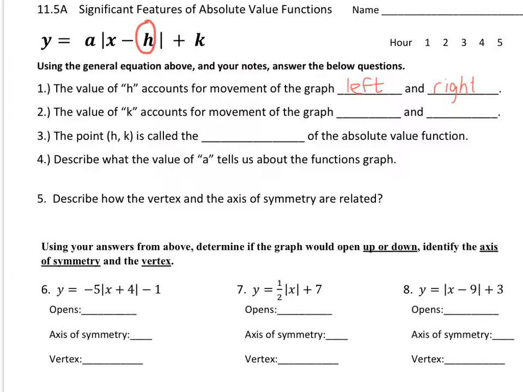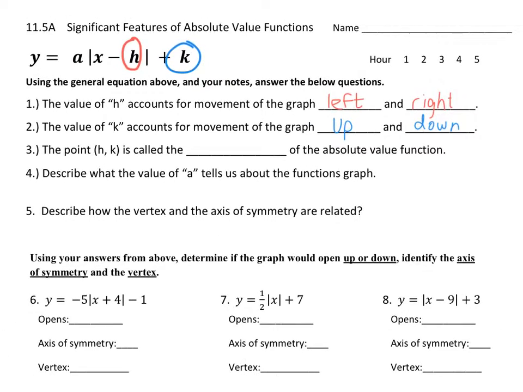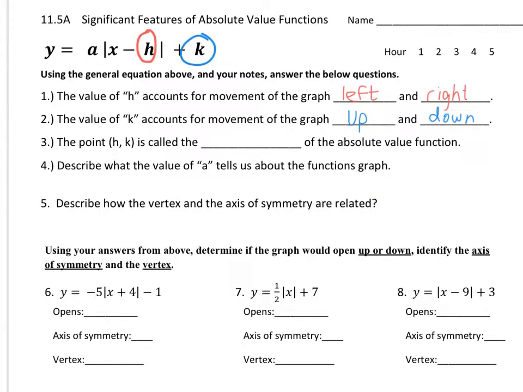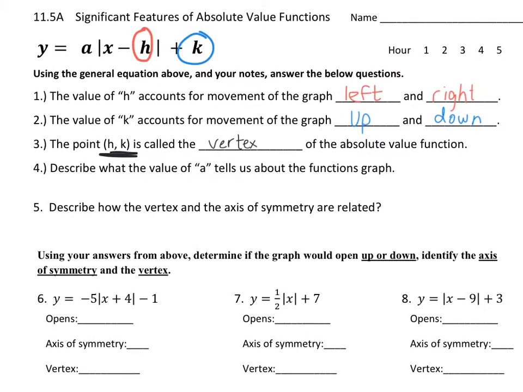And just like we've seen in those graphs as well, and this moves on to number 2, the value of k accounts for movement of the graph up and down. So h is a shift left and right, k is a shift up and down, and the two of them written together as h comma k as a point is called the vertex, which is very similar to what we've seen in the past as well.